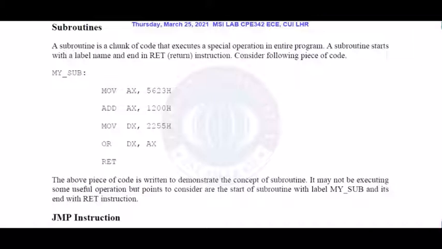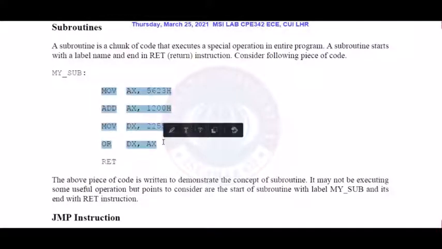For example, here you can see that I make a label, then I have defined different assembly language commands, and then finally I have written RET. So this portion becomes a subroutine, and I can call that subroutine whenever I want to use it, and after calling that subroutine my flow will return back to the point where I called it.